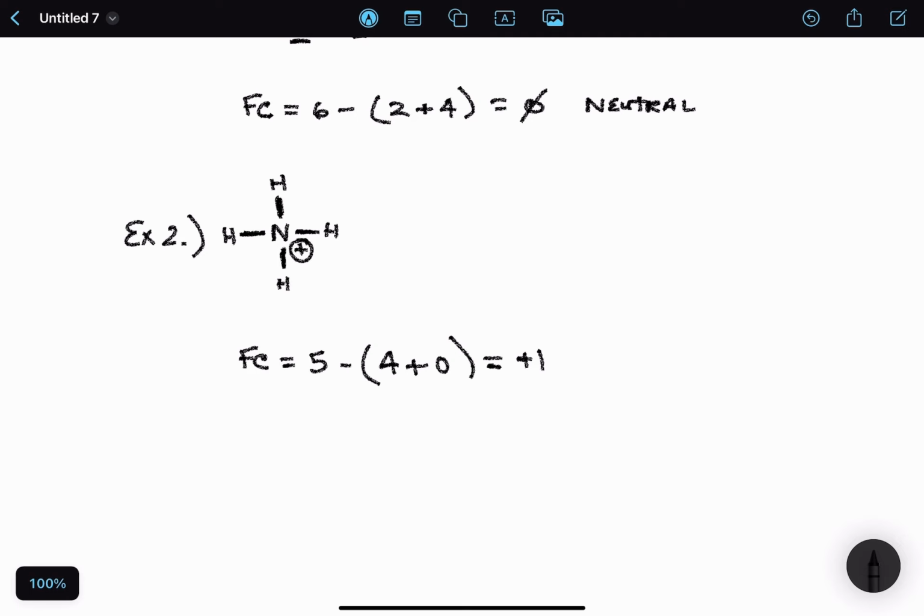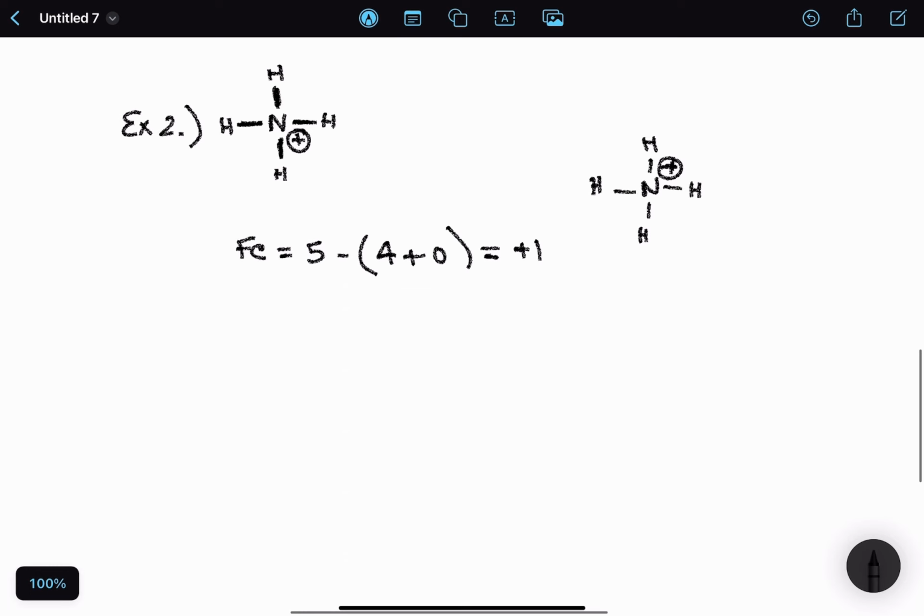Now, we'll talk later about common bonding patterns, but whenever you see a nitrogen with 4 bonds, it's going to have a positive charge on it. Right now we're calculating the formal charges, but later on, as we evolve in our knowledge, we're going to be able to recognize that very quickly. Okay, let's do another example.